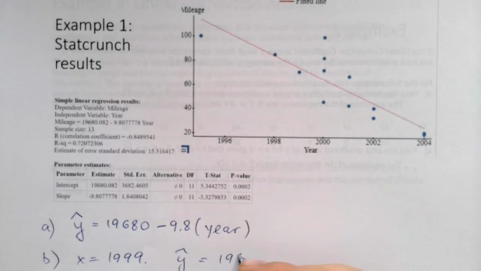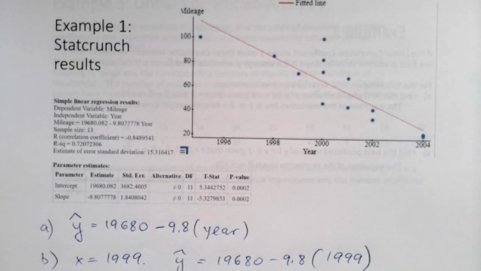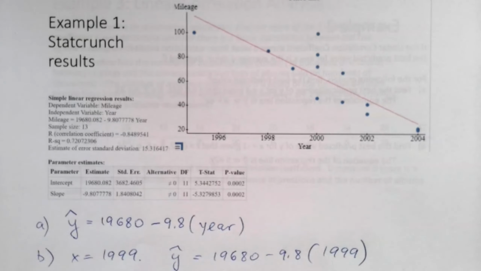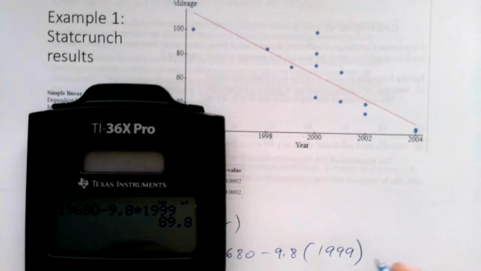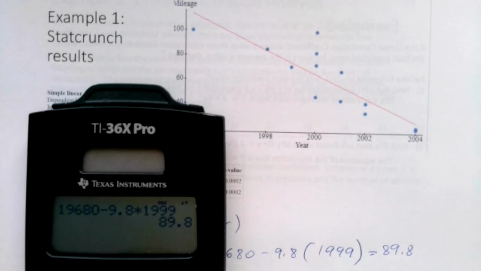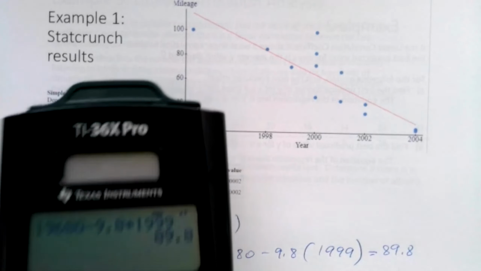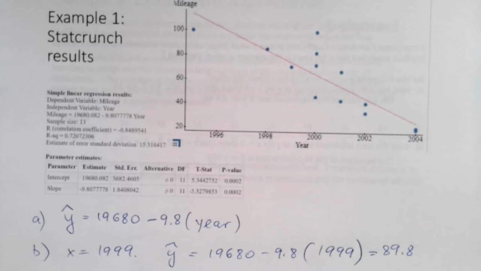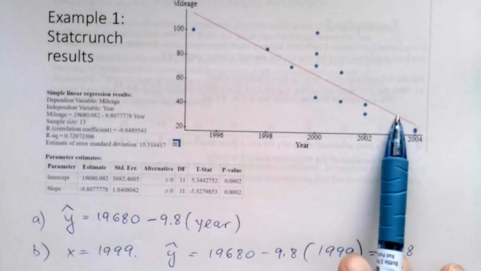So 19,680 minus 9.8 multiplied by 1999. And so what did I get for the mileage? Expected mileage is 89.8. Remember, it's in thousands of miles. Okay, so that's the predicted value when we use the line.